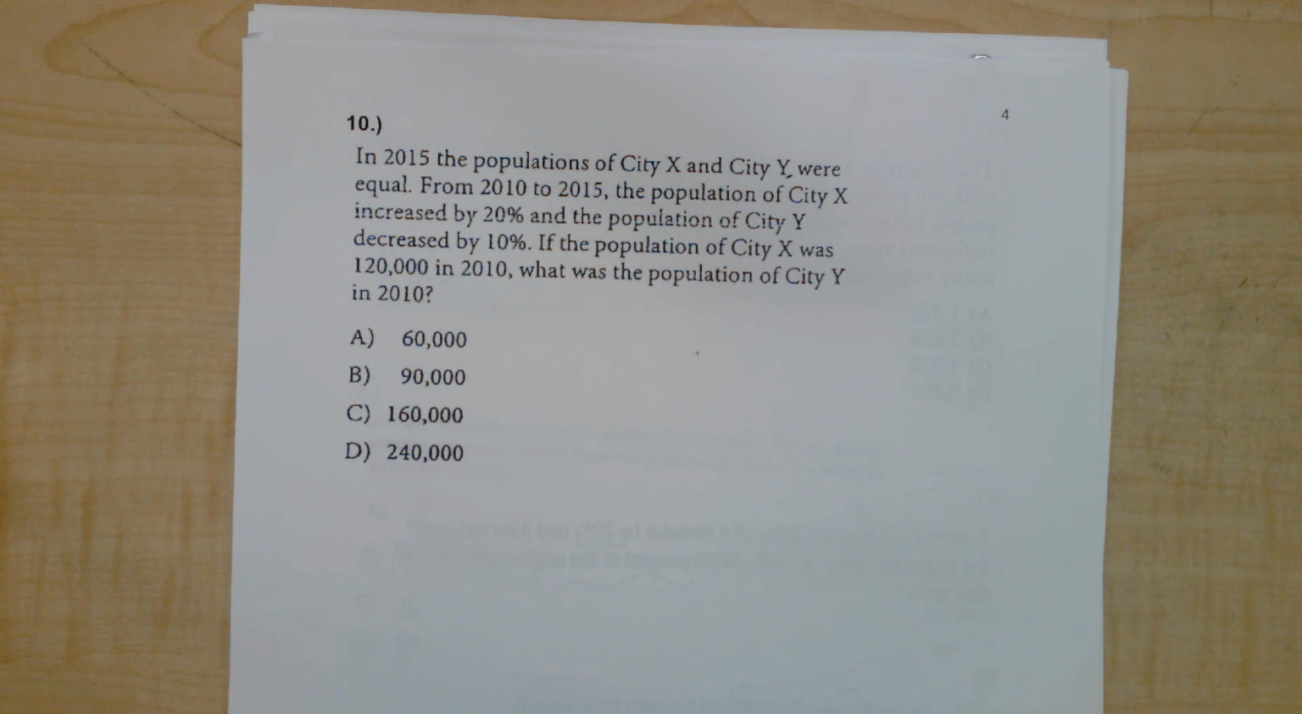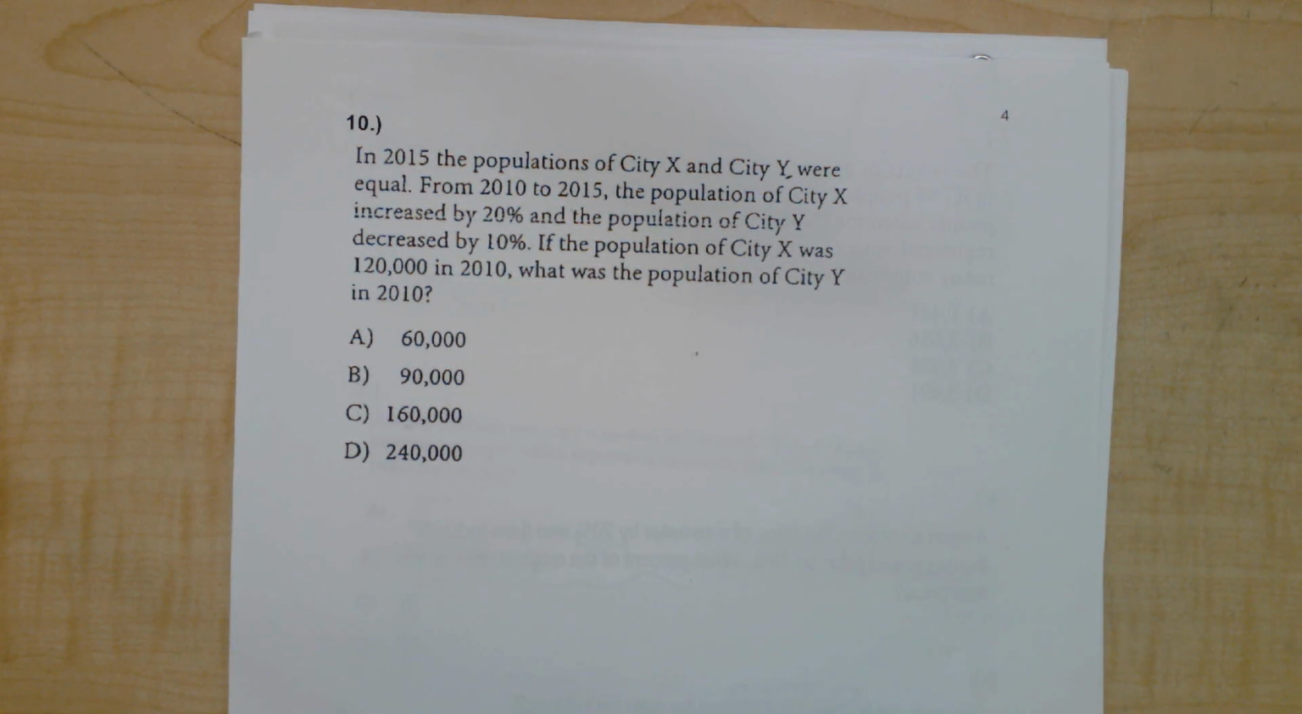In 2015, the population of city X and Y were equal. From 2010 to 2015, the population of city X increased by 20% and the population of city Y decreased by 10%. If the population of city X was 120,000 in 2010, what was the population of city Y in 2010?